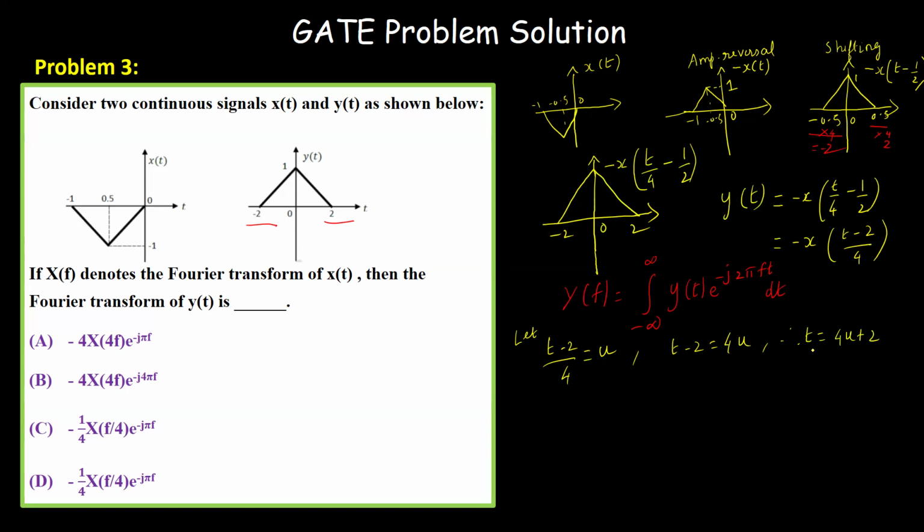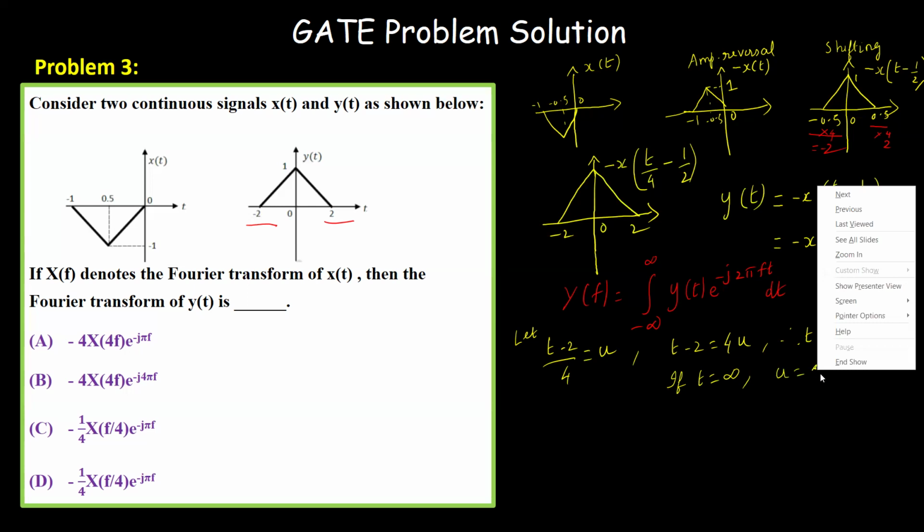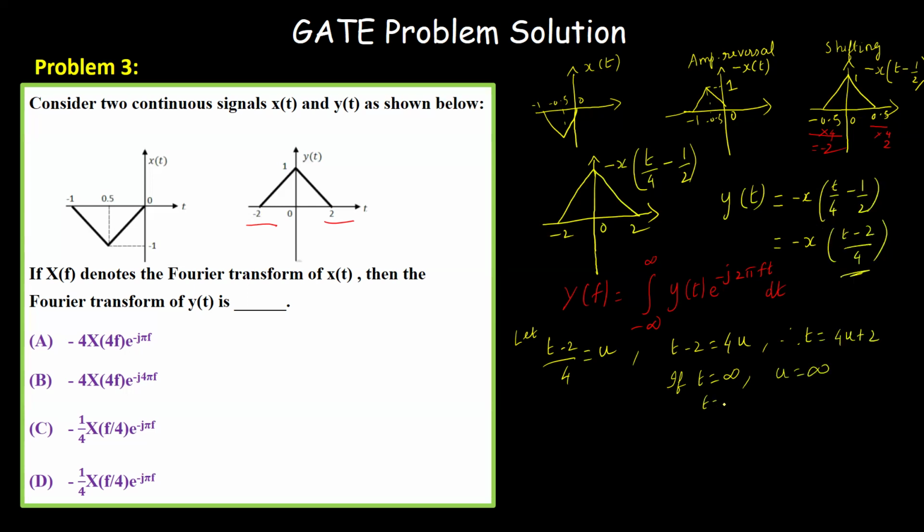I am going to change the t variable to the u variable. For that, I am simplifying like this: (t minus 2) by 4 equals u, therefore t minus 2 equals 4u, so t equals 4u plus 2. If I am going to change the variable, the limits also have to be changed. If t equals infinity, u is also infinity. If t equals minus infinity, u is also minus infinity. When we differentiate on both sides, it will become dt equals 4 du.